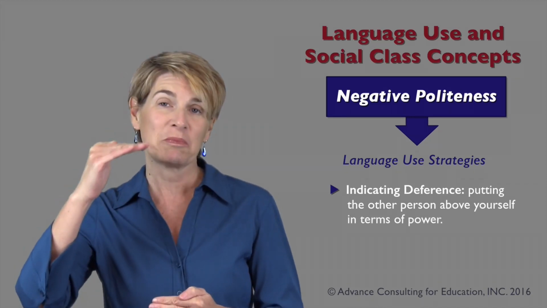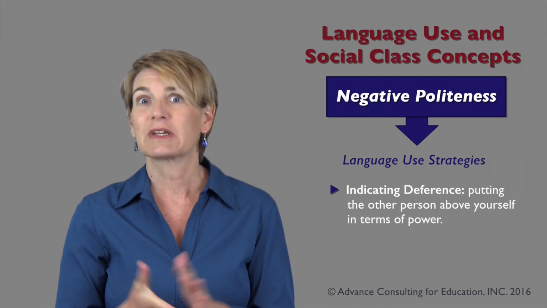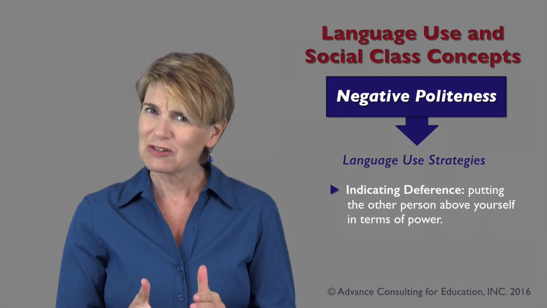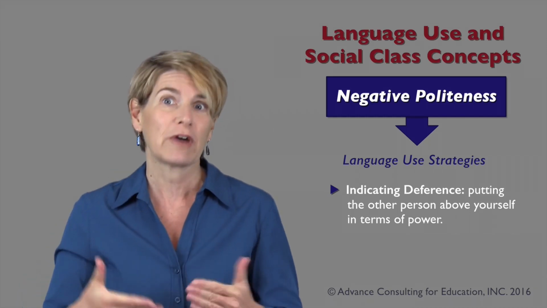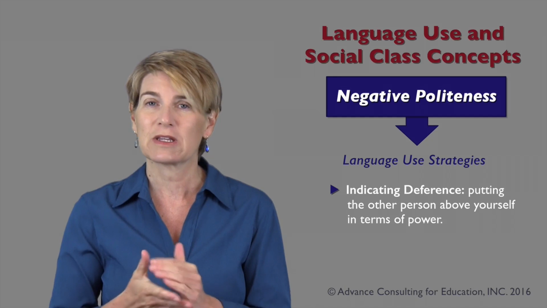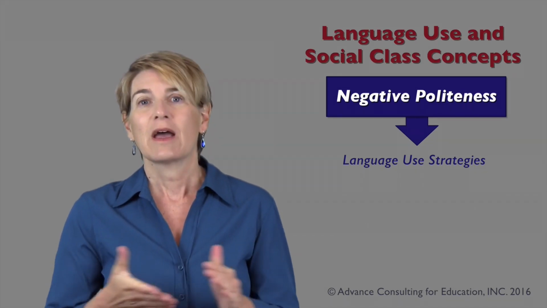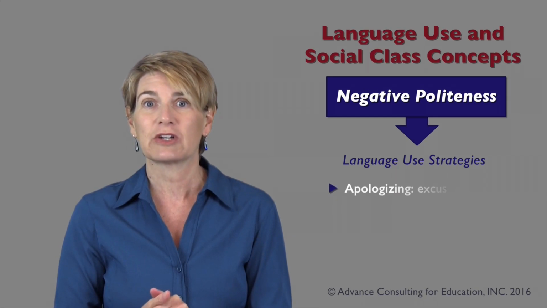Another language use strategy for negative politeness is indicating deference. So I'm putting someone above me in terms of power in this situation. To get the window open, I might say, excuse me, sir, would you mind opening the window? Or would you mind if I open the window? So I'm putting the person I'm speaking to higher. So that's indicating deference.